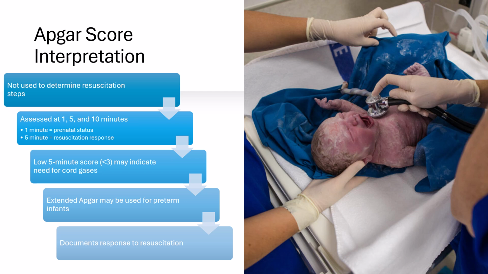When interpreting APGAR scores, remember, they're not used to determine resuscitation steps. Don't wait to calculate a score before intervening. APGARs are assessed at 1, 5, and 10 minutes of life. The 1-minute APGAR score primarily reflects the baby's prenatal condition and intrauterine environment, while the 5-minute score reflects the baby's response to resuscitation efforts. A low 5-minute score, less than 3, may indicate a need for cord blood gas analysis. The extended APGAR may be used for preterm infants, continuing assessment beyond 10 minutes. The primary purpose of the APGAR is to document the baby's status and response to resuscitation, not to guide your interventions.